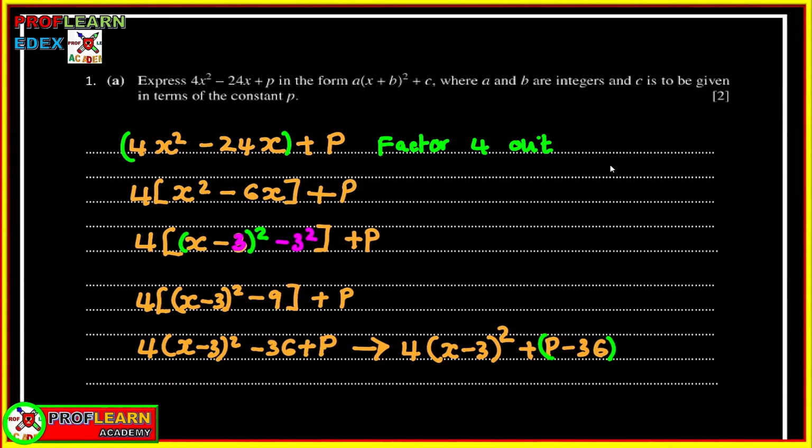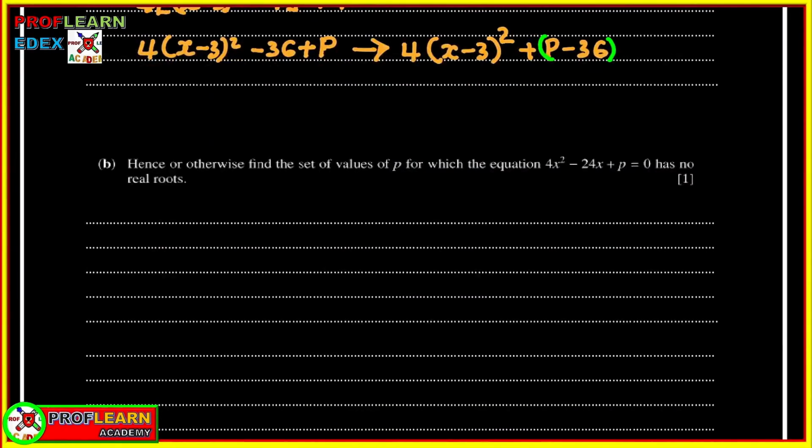Now moving to the next part, that is part B. In part B, you are told: hence or otherwise find the set of values for p for which 4x squared minus 24x plus p equals 0 has no roots. Remember, when you are told that a quadratic has no root, it means the discriminant is less than 0. So you need to remember that when you are told it has no root, it means the discriminant is less than 0.